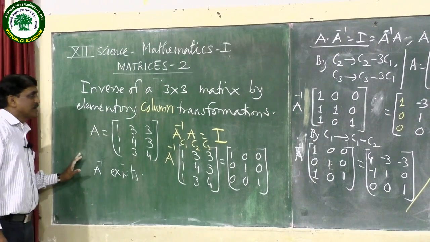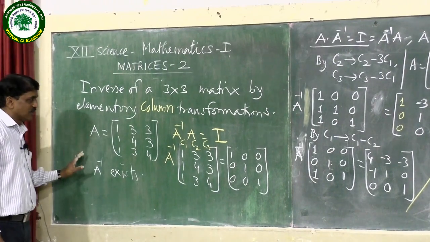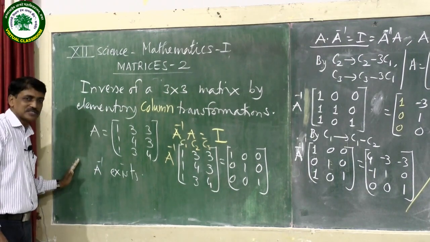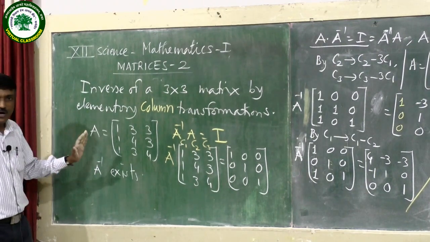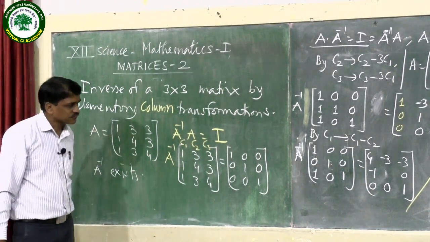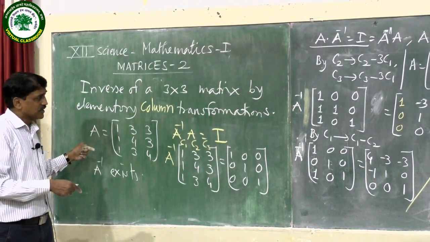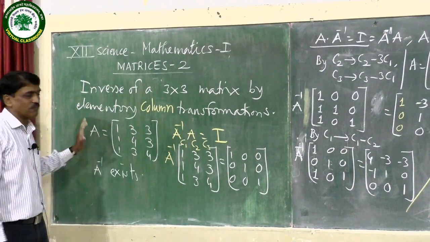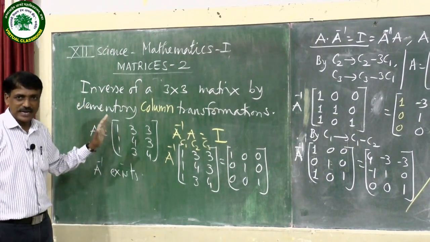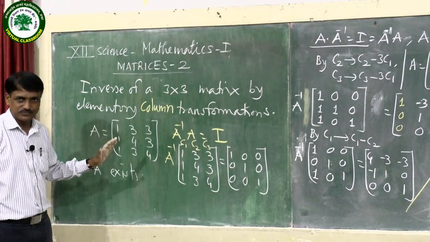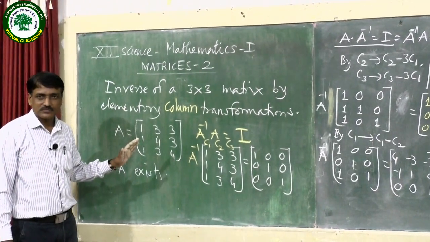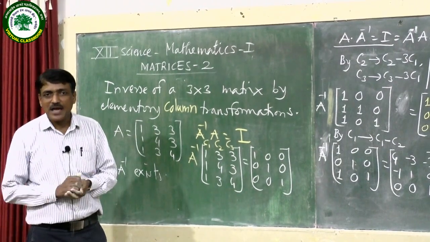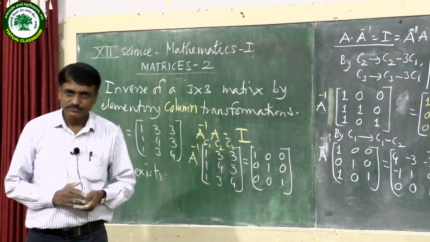How we learn today how to find inverse of a 2 by 2 matrix, inverse of a 3 by 3 matrix using elementary row and column transformations. So this is how we learned the inverse of a matrix using elementary transformations. Thank you. In the next lecture we will learn inverse of a matrix by adjoint method. Thank you very much.